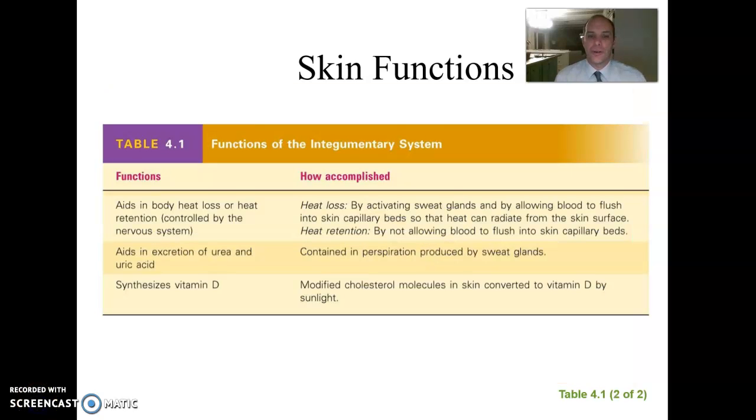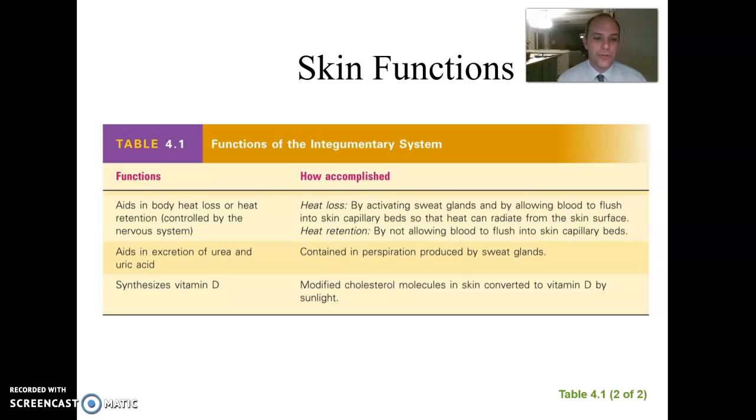And here's an extension of that chart called Functions of the Integumentary System. Remember, the skin is called the integumentary system. You have to know that. Got to know that term. It aids in body heat loss or heat retention, controlled by the nervous system. Again, sweating. I'll go into it. Again, abbreviate what you see there.